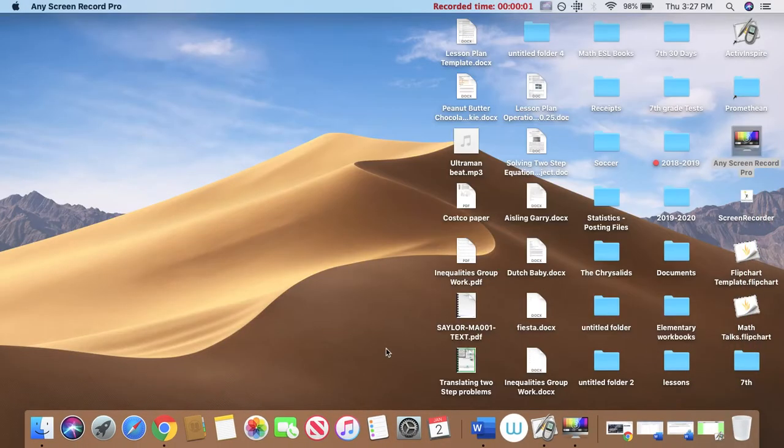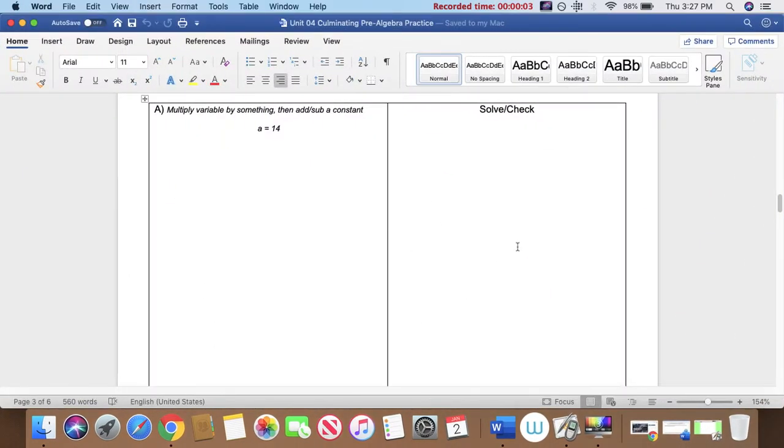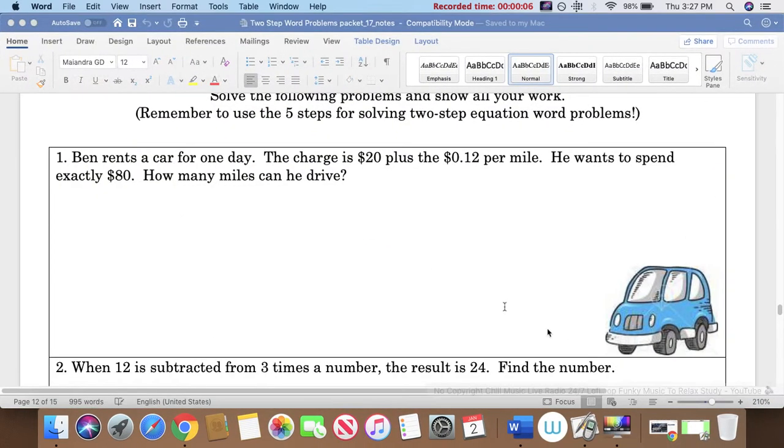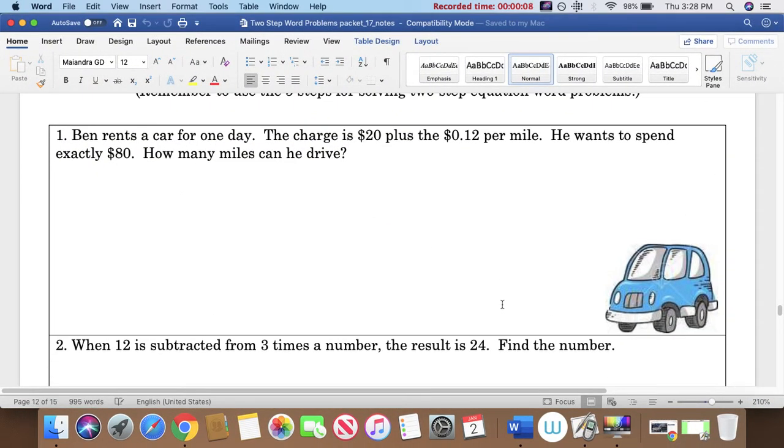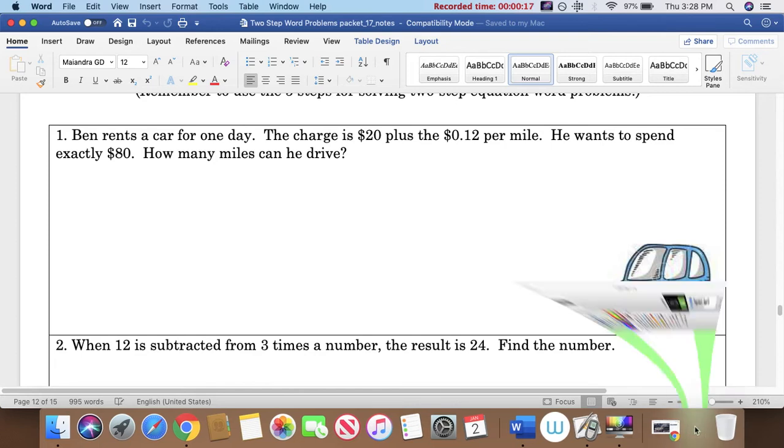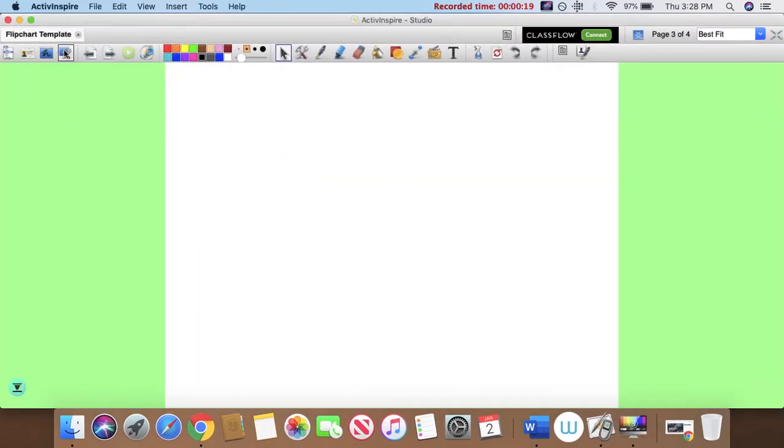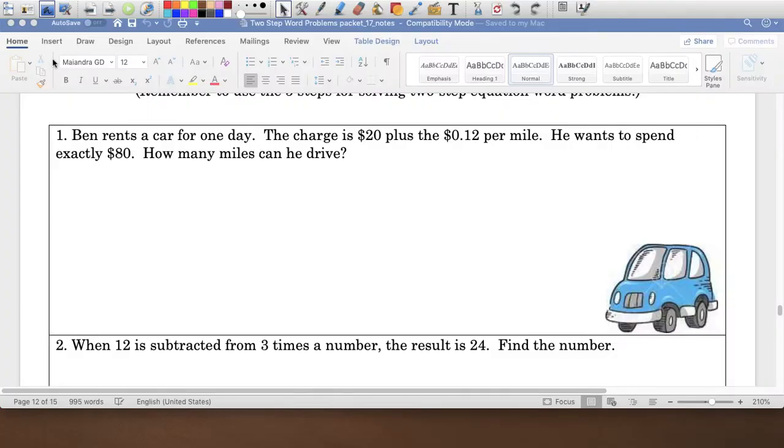So let's see what I start with. I think I'm going to start with the word problems. Some of you got to do some of these in class. These are two-step equation word problems, but I guess they can serve as a reference for you to use when coming up with your own. Remember, you have to create your own equation, your own word problem that matches one of the equations that you created. So I will start with this one.